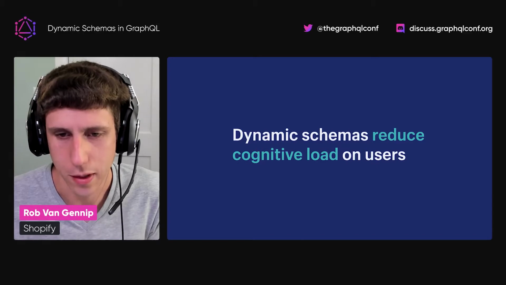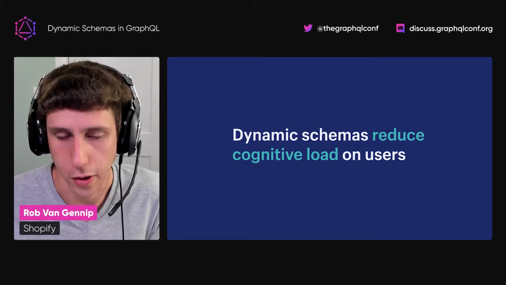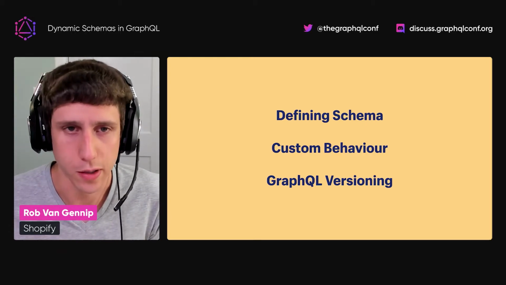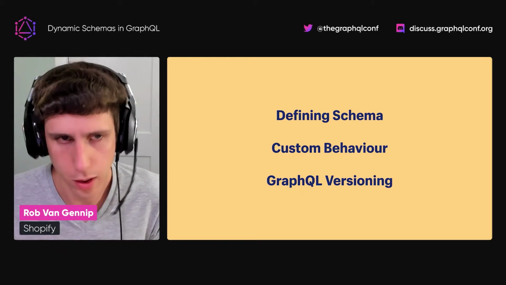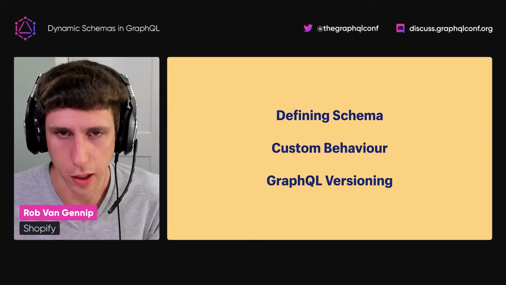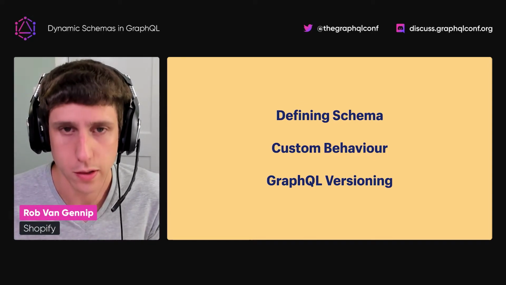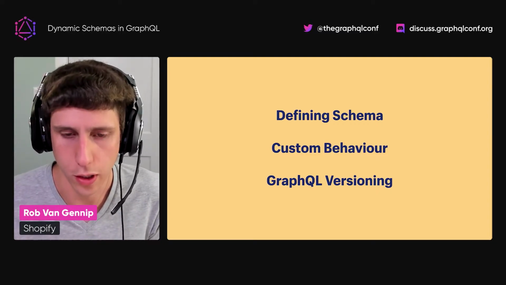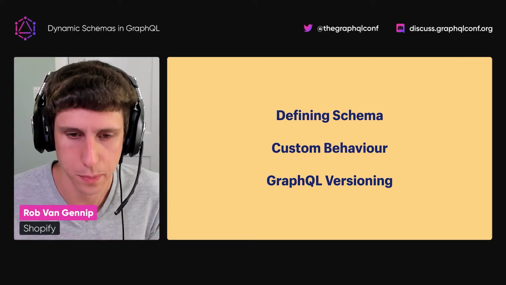Dynamic schemas can reduce the cognitive load on our users. Let's dig into that statement today by exploring ways we can define the schema, ways we could customize the schema's behavior, perhaps by looking at the execution context to know how our system should behave, and finally, how API versioning can be used to benefit our users.